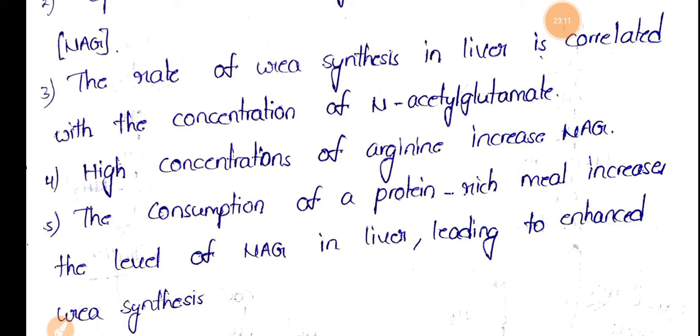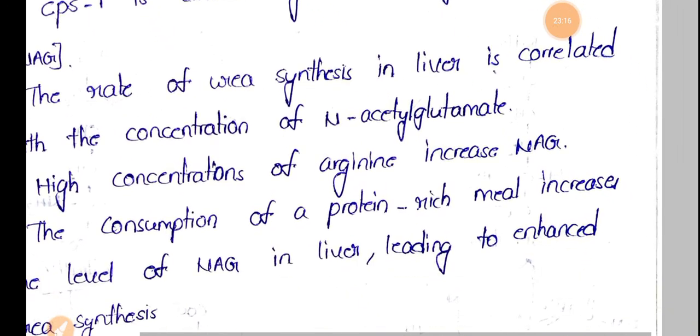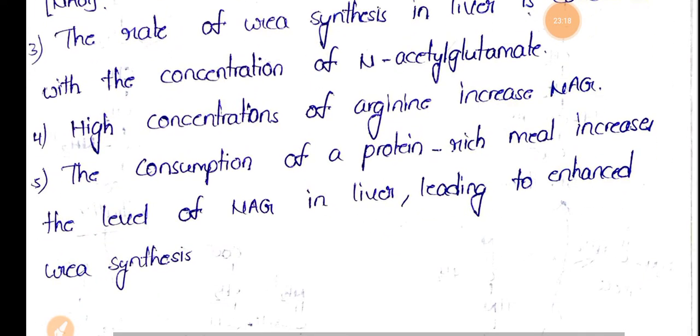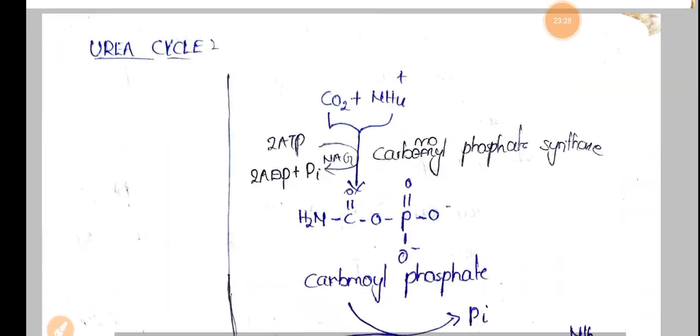Okay, the high concentration of arginine increases NAG. NAG means N-acetyl glutamate, and the consumption of a protein-rich meal increases the level of energy in liver, leading to changed urea synthesis. So this is how urea cycle is regulated.